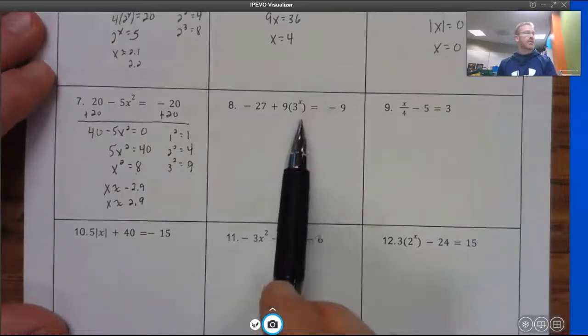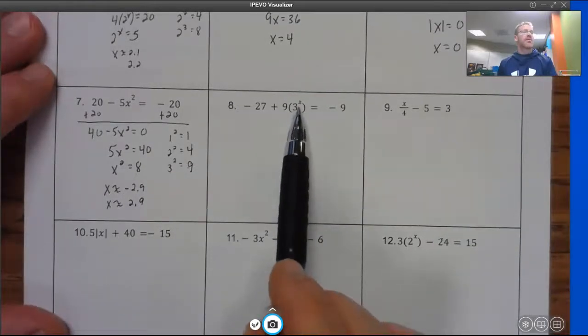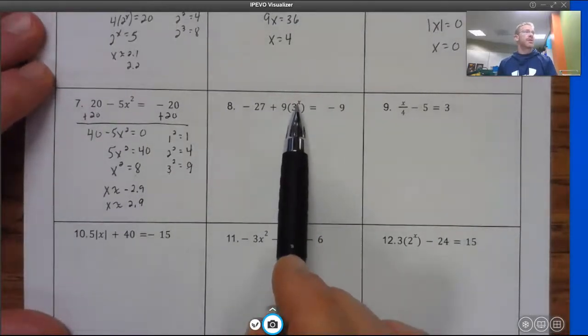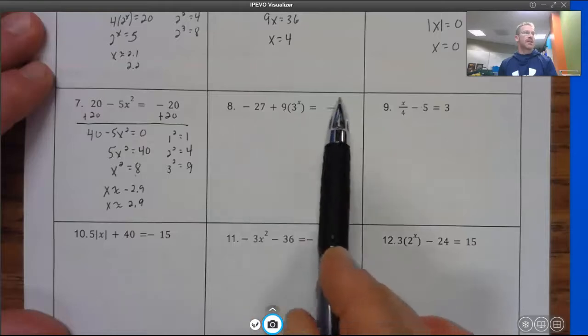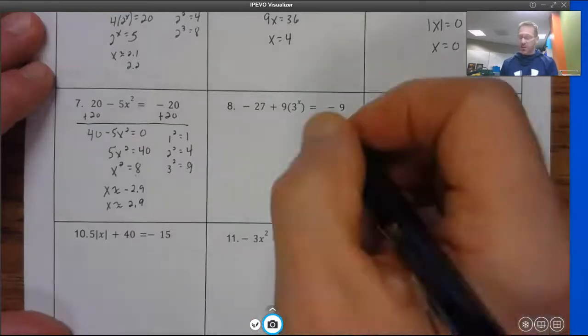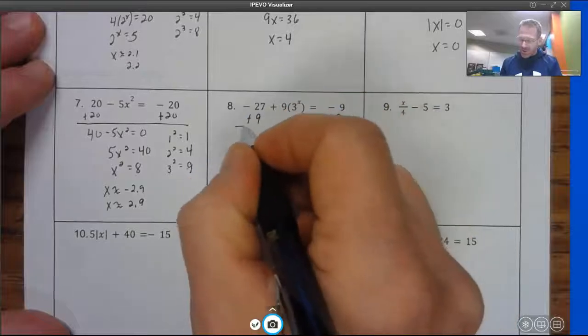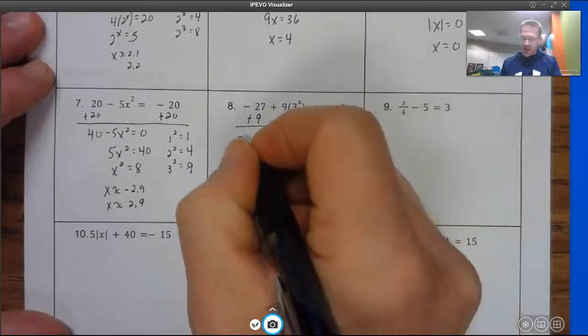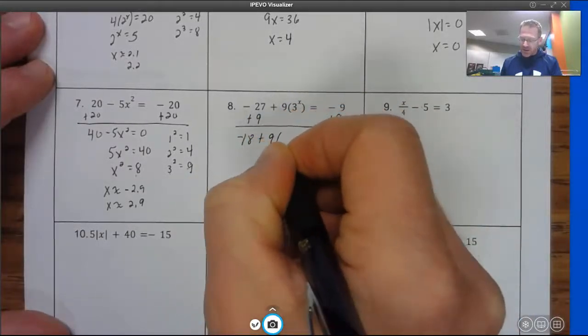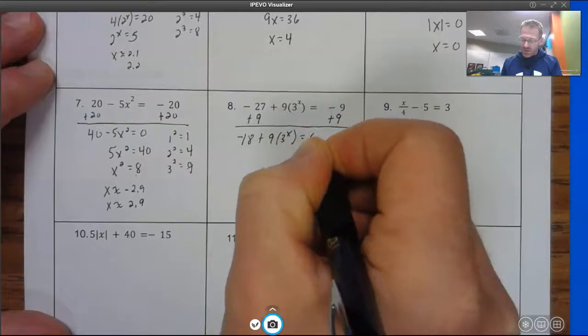All right, moving on to number 8. My x is an exponent, therefore it's exponential. So I'm expecting one solution. Now, when I look at my equation, it's not equal to 0, so I'm going to make it so by adding 9 here, and then I have to add 9 to the other number there. So then this is negative 18 plus 9 times 3 to the x is equal to 0.